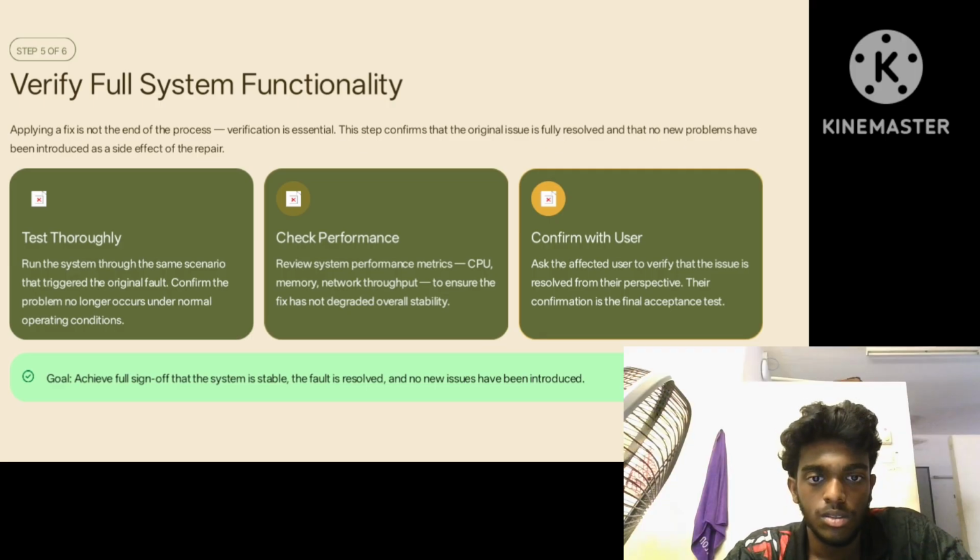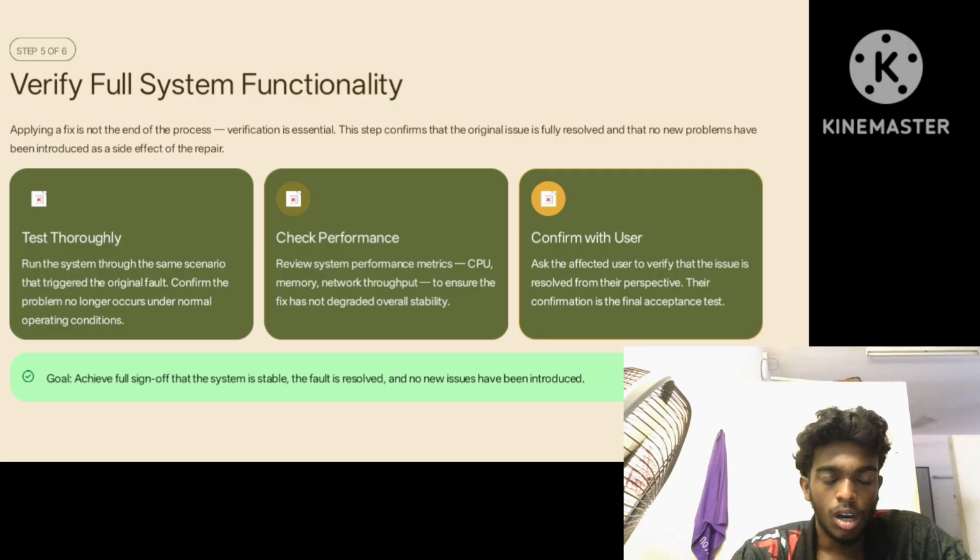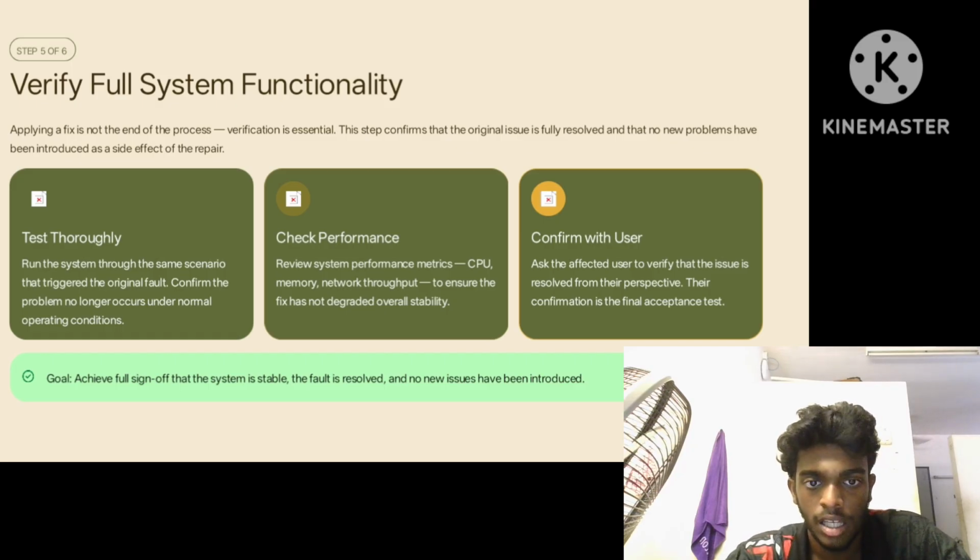Thank you. So now I'm going to explain step 5, which is verifying full system functionality. After applying the solution, the technician must ensure that the system is working properly and that no issues have appeared. So the technician should test the system completely and check the performance and stability. For example, a technician must open websites, test internet speeds, check connection stability, and so on. This step confirms that the issue has been fully resolved and that no new issues have occurred.